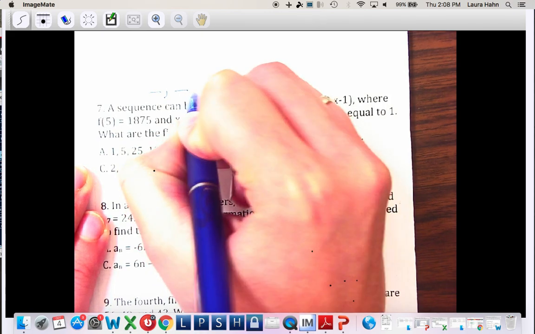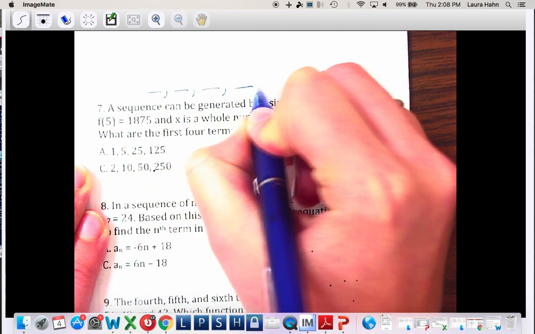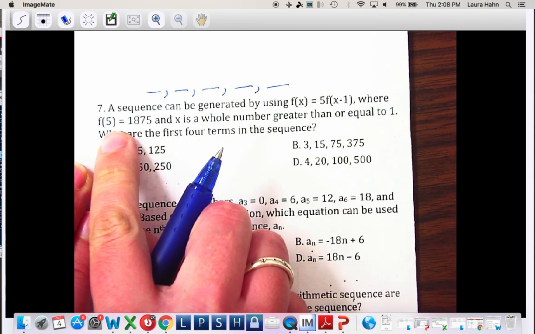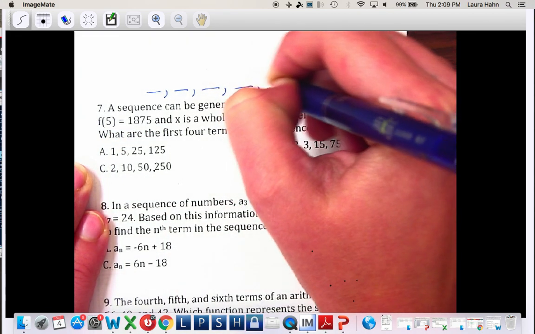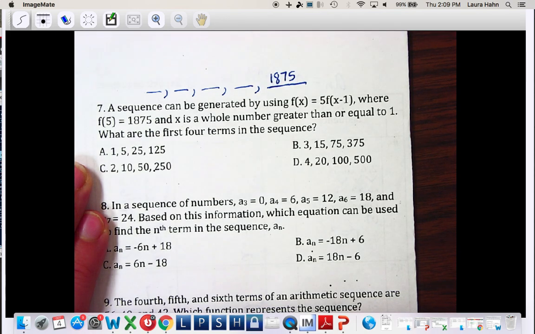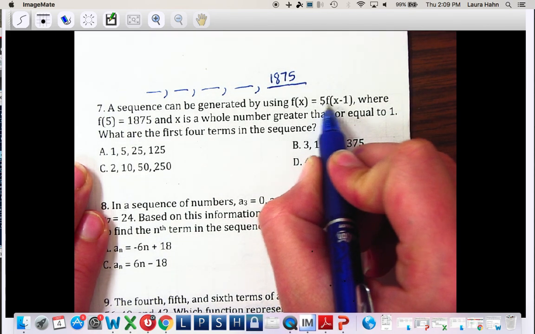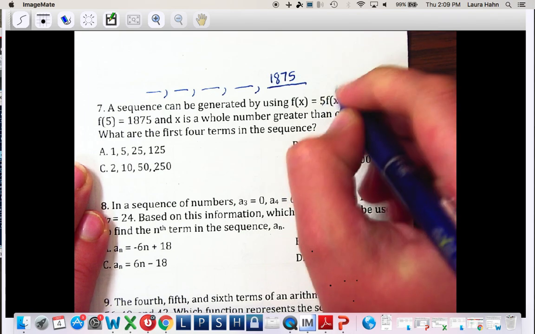So let's make our list. We want 5 terms. 1, 2, 3, 4, 5. Well, it tells me this is my 5th term. So, okay, if you look at your formula, this is touching a letter, which means multiply, right? So I'm going to put multiply.